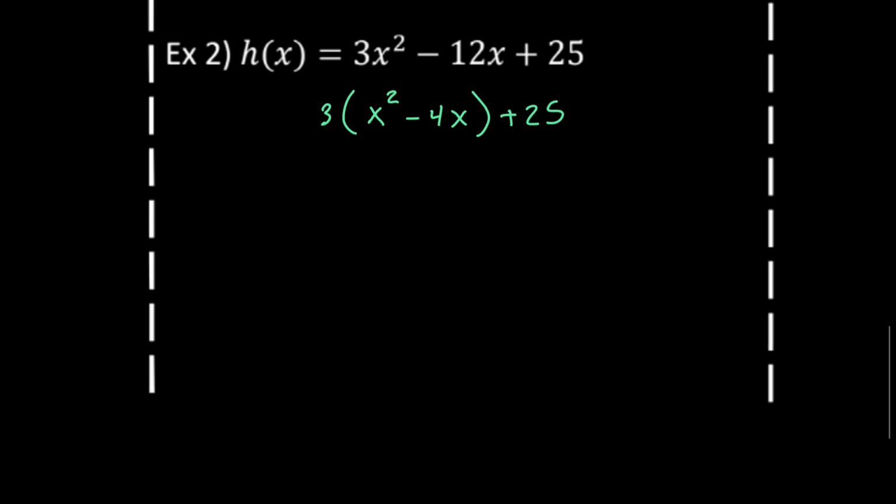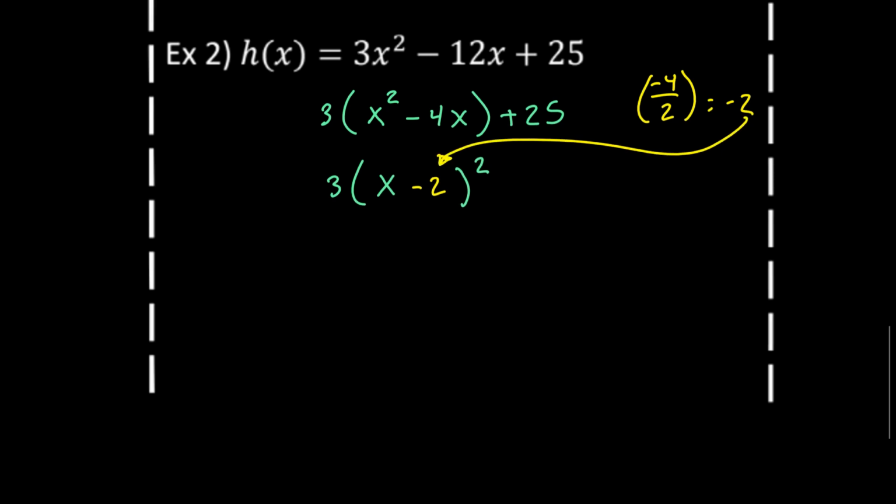So you take your b value, which in this case is negative 4, and you divide it by 2, and what do you get? Negative 2. You always divide it by 2. Always 2. Always divide by 2. So we have 3(x, and then what do I put? Minus 2)². Can't forget about that plus 25.